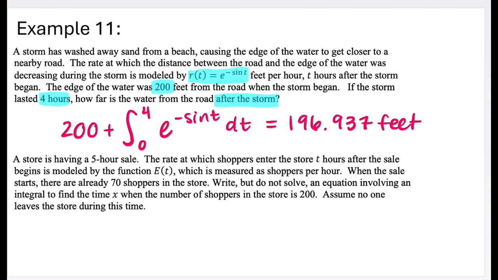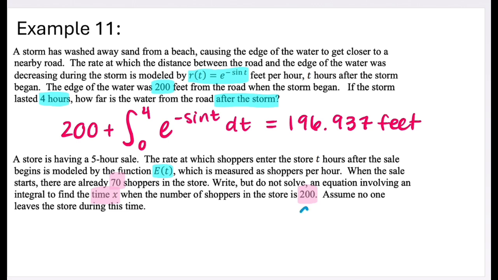A store is having a 5-hour sale. The rate at which the shoppers enter the store, t hours after the sale begins, is modeled by the function E of t. So E of t is a rate of change function, which is measured in shoppers per hour. When the sale starts, there are already 70 shoppers. So that is our beginning amount. We started with 70, right? But do not solve an equation involving an integral to find the time x where the number of shoppers in the store is 200. So we actually know our ending amount there. Assume no one leaves the store during this time.